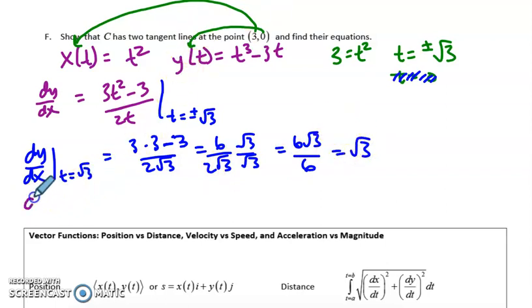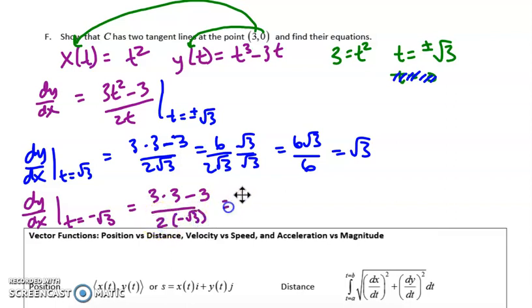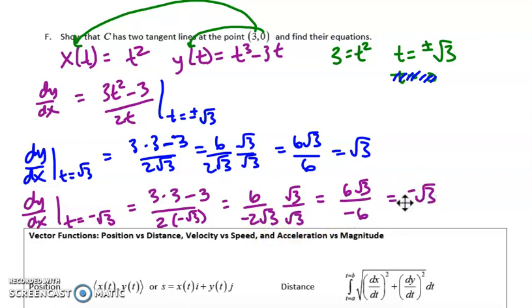Let's do the same thing, dy/dx such that t equals the negative square root of 3. When I plug that into my dy/dx, I'm going to get 3 times 3 again, and then minus 3 again, and then divided by now 2 times the negative square root of 3. So when I multiply this out, I'm going to get 9 minus 3 is 6 in my numerator, negative 2 root 3 in my denominator. I'm going to rationalize, and I get 6 root 3 over negative 2 times 3, or negative 6, and my slope is the negative square root of 3.